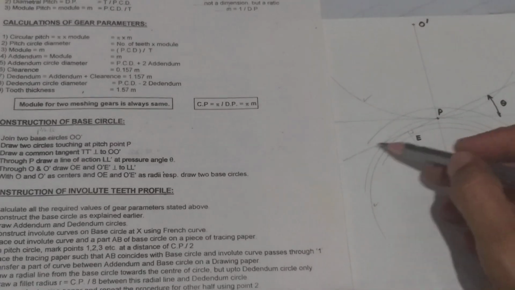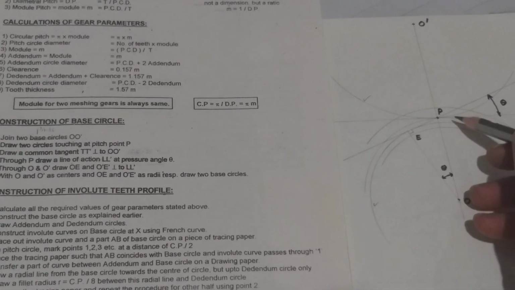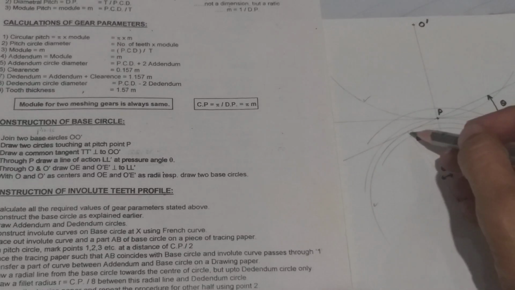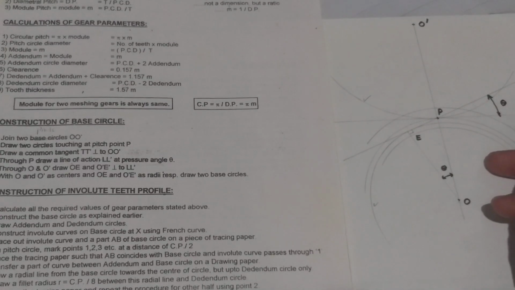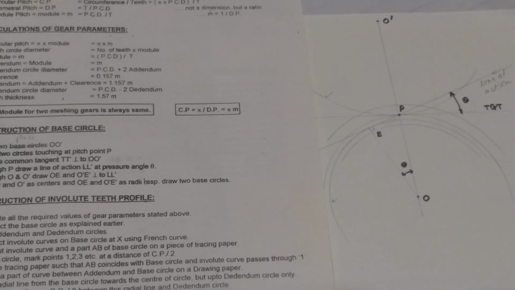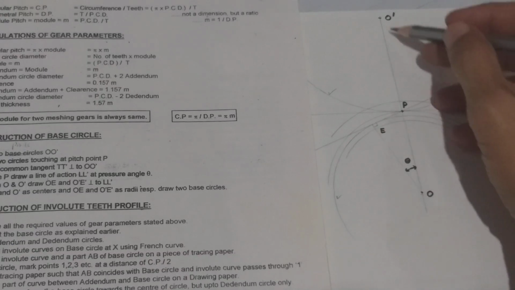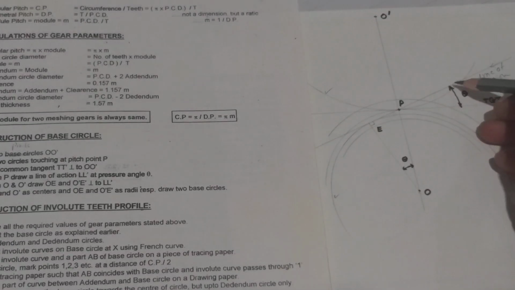Then the next is, through this O and through this O dash, we are going to draw perpendiculars on this inclined line, the line of action. So from O, we draw a perpendicular, that means OE, on the line of action. So the line of action and OE is drawn perpendicular. The same thing you have to do for the other circle also.